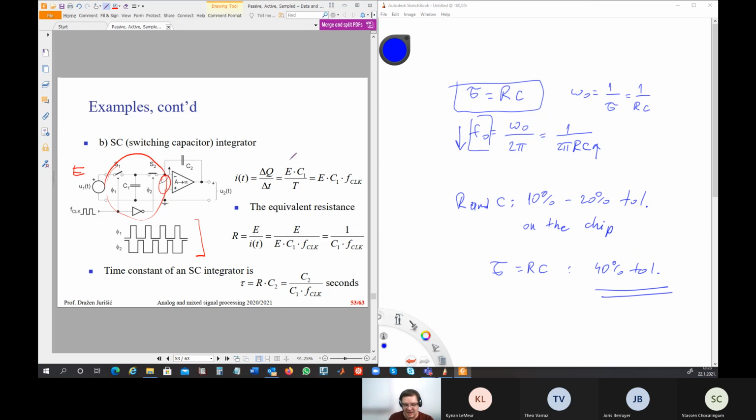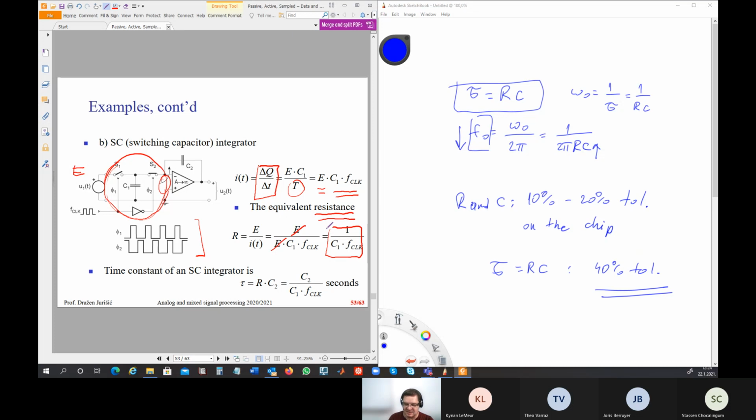Then we can say that the flow of the charge, like a charge pump, is indeed a current. This current is equal to voltage times C1 times the frequency of the clock, because the period T is 1 over the frequency. So you can say that this whole thing behaves like a resistance. What is the equivalent resistance? R is E over the current, and if you put it all inside, you can delete the 2 E's, and this is the value of the equivalent resistance.